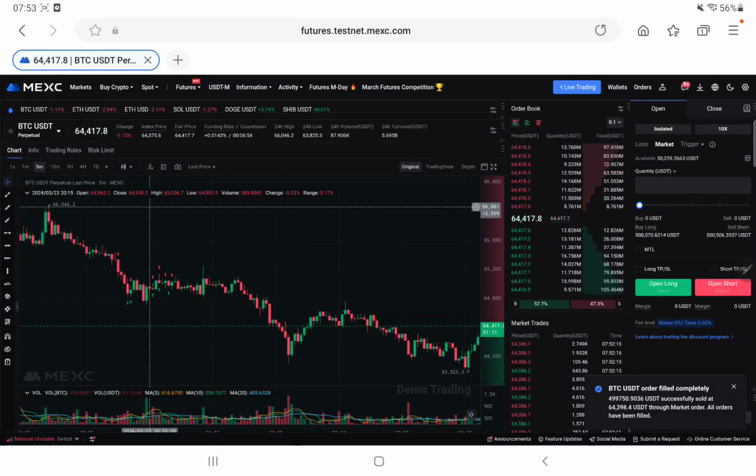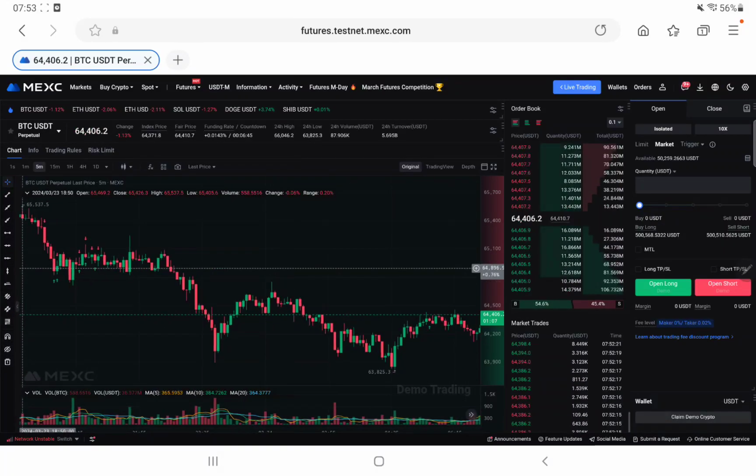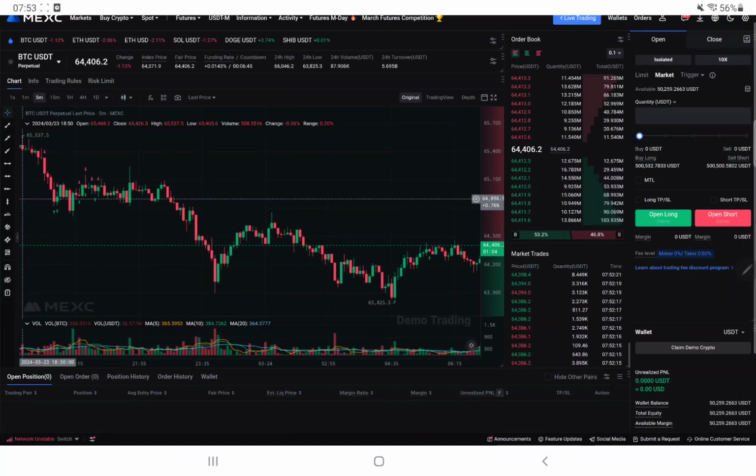Right. So here you can draw lines on the side down here if you want to draw your patterns or anything like that. There'll be a chart pattern video coming out soon.